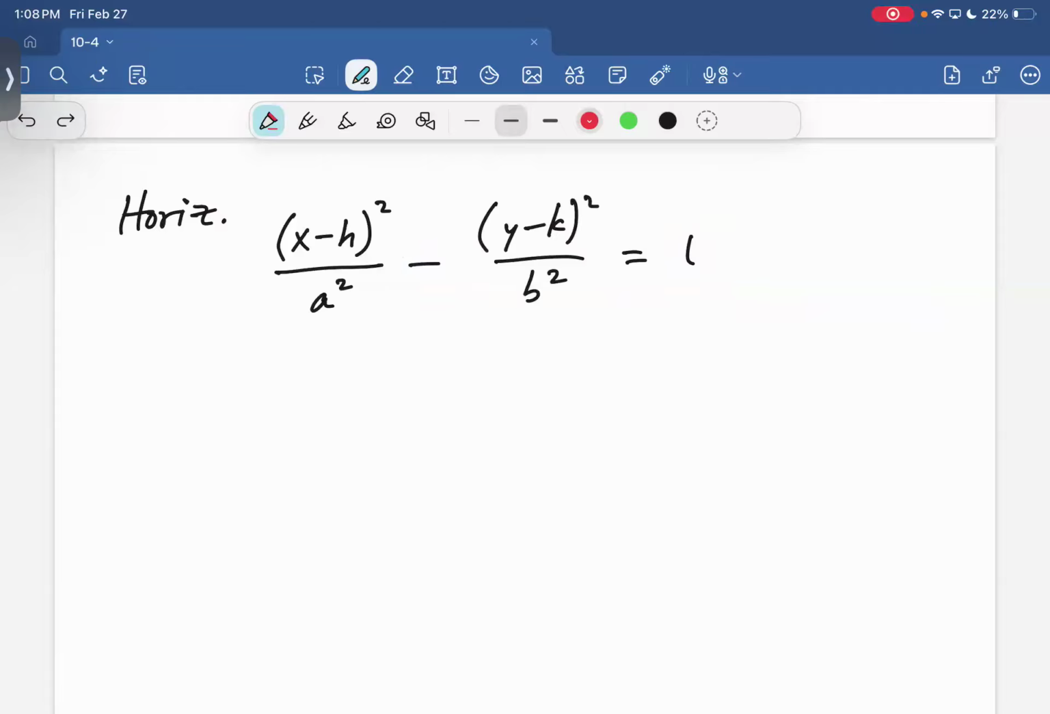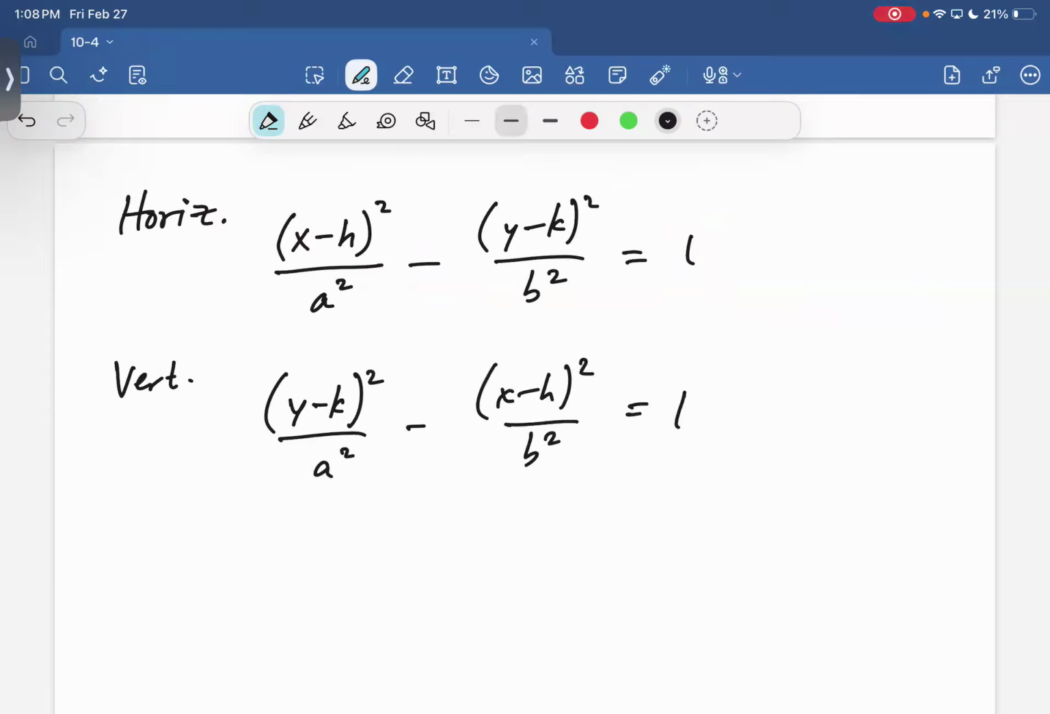Can't be anything else. So this also means that unlike for an ellipse, x and y are no longer symmetrical. So the order does matter. It does matter which one's positive and which one's negative. If it's the x that's positive, then it's horizontal. On the other hand, if it was the y that's positive, so if it was switched, such as y minus k squared over a squared minus x minus h squared over b squared, then this would be a vertical hyperbola, meaning that the axis of the hyperbola is now going to be vertical.